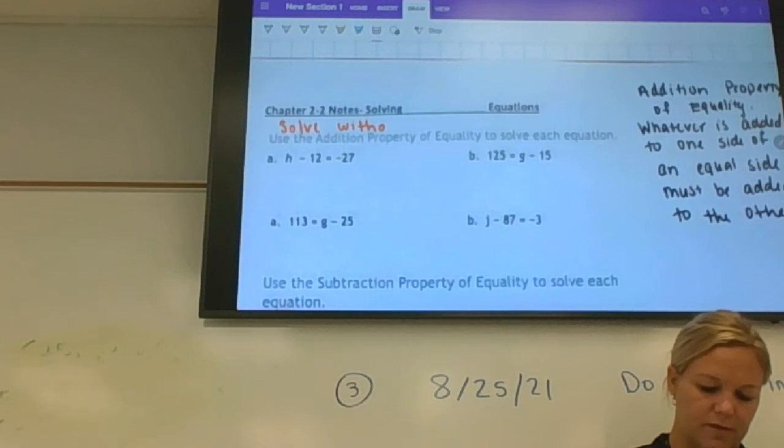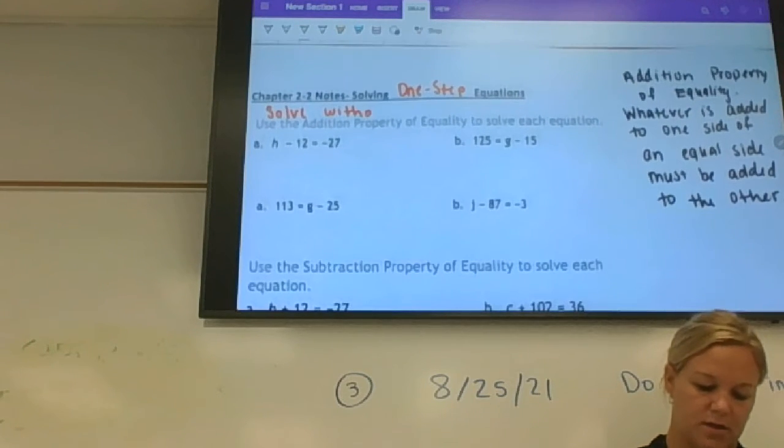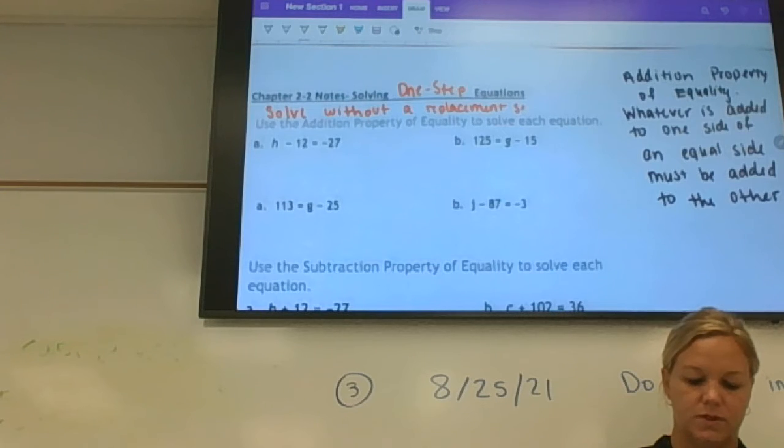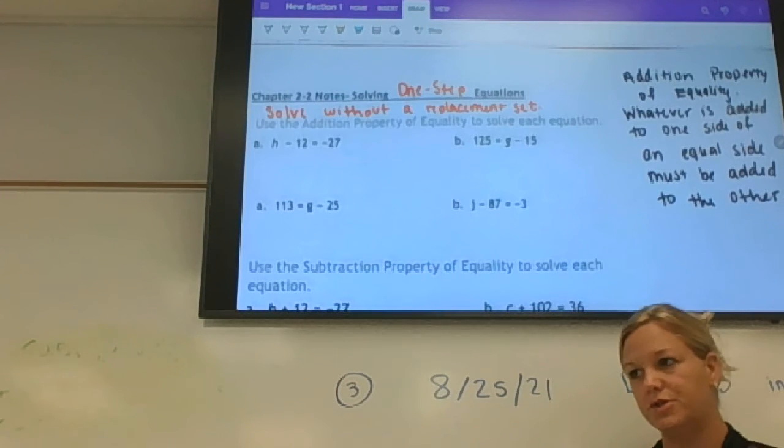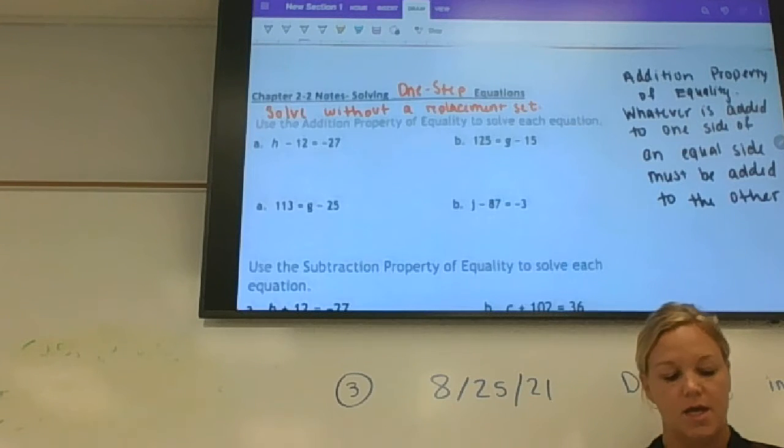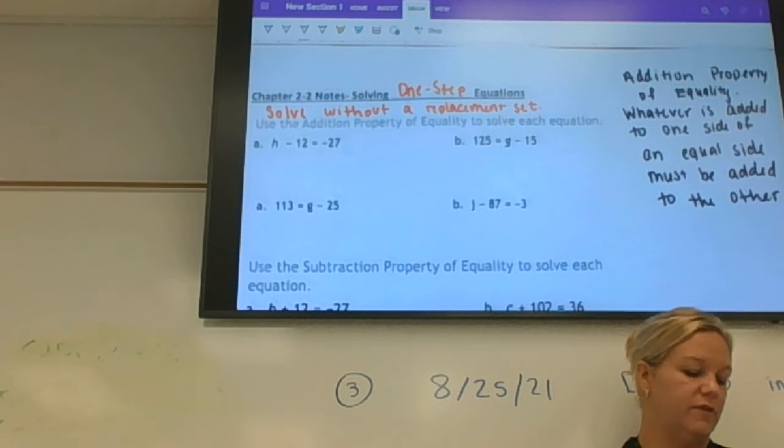So we're going to solve one-step equations. There's a big blank here for you to write one step. Sorry, can you still see that? We want to solve equations without a replacement set. So we were doing work with replacement sets, plugging in a whole bunch to figure out what variables are. And now we're gonna figure it out without it.